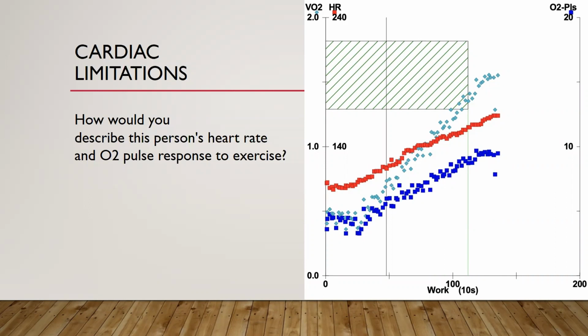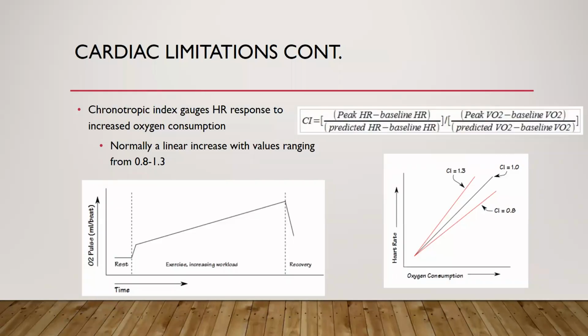Okay. All right. So some of those weird things we talked about, the chronotropic index. This is kind of a fancy way to gauge how their heart rate responds to changes in oxygen consumption. This is the equation for it over here if you want to look at it. It's another thing that increases pretty linearly with heart rate and oxygen consumption. So you divide these numbers and you should normally get a value of 1, meaning that as my work increases, my VO2 consumption increases, and my heart rate increases the same amount.